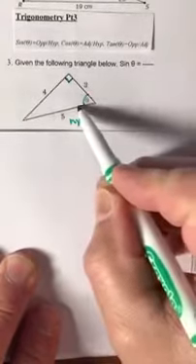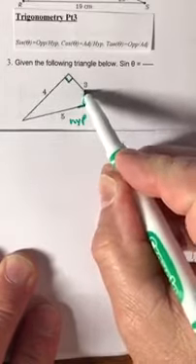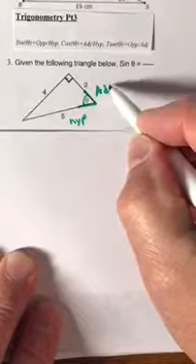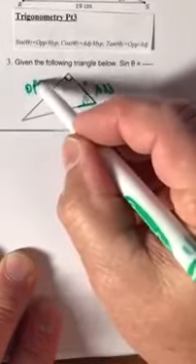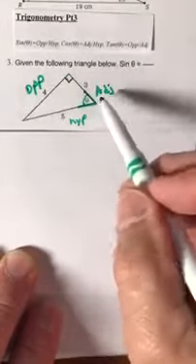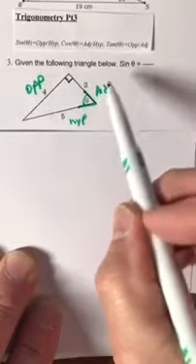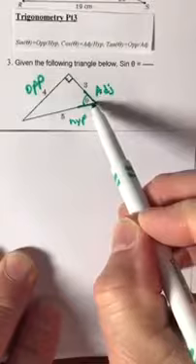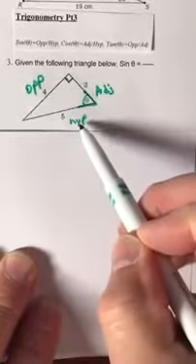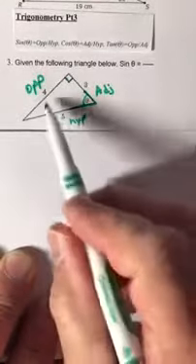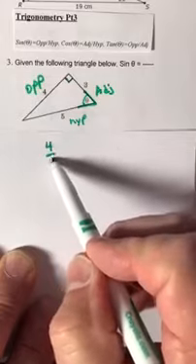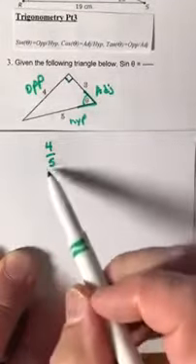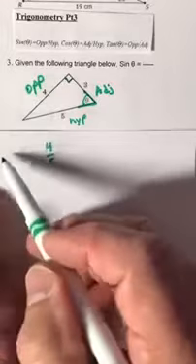So the two sides that form the acute angle, one would be hypotenuse, the other adjacent. Okay, the other one is opposite. All right, to use sine, we would use from the acute angle opposite over hypotenuse. So that fraction would be 4/5.